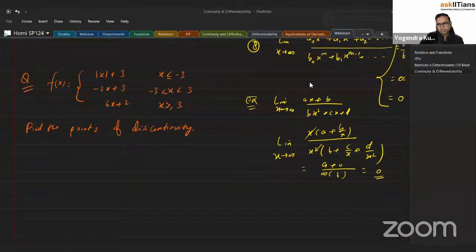Gautam, I don't think 1 raised to infinity is there in CBSE at all. 1 raised to infinity, we can do that if you want, but I don't think it is there in CBSE.